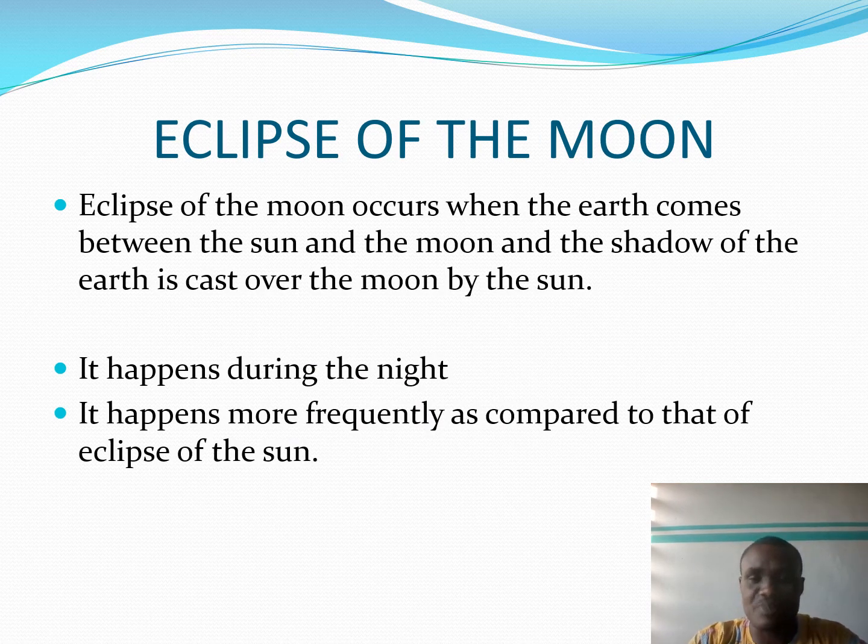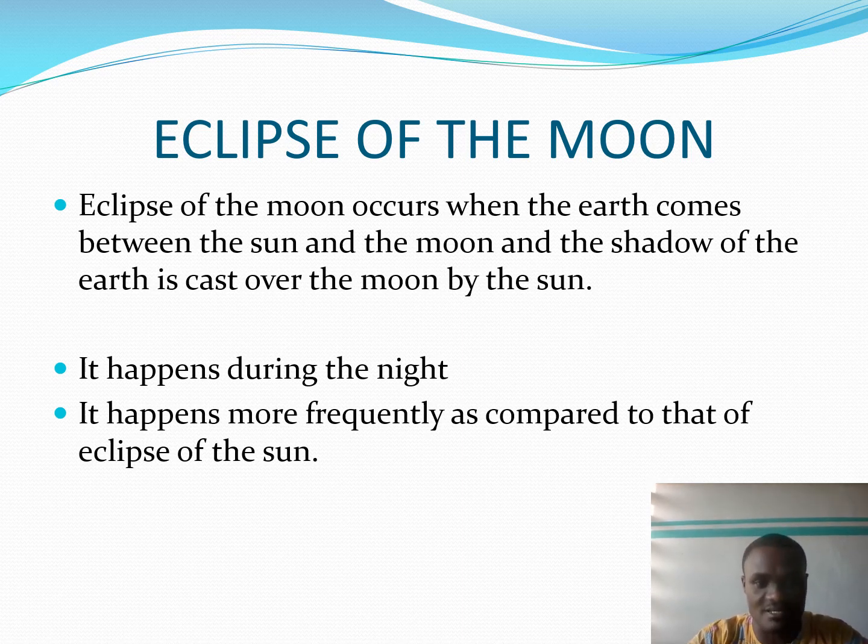And then the last part of the lesson is eclipse of the moon. This type of eclipse occurs when the earth comes between the sun and the moon, and the shadow of the earth is cast over the moon by the sun. Eclipse of the moon occurs during the night. It also happens more frequently as compared to that of eclipse of the sun.